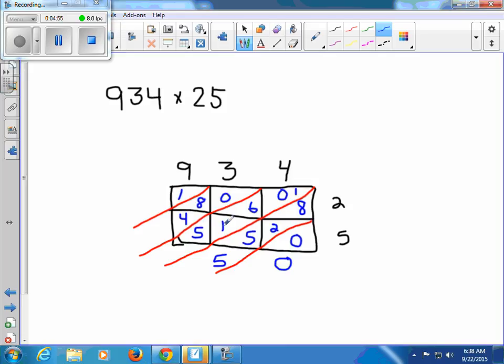Here I have 5 plus 1 is 6, plus another 6 is 12, plus 1 more gives me 13. And I'm going to carry the 1 up into the next diagonal. 8 plus 4 is 12, plus 1 is 13. Carry the 1, and then 1 plus 1 gives me 2. So the answer to 934 times 25 is 23,350.